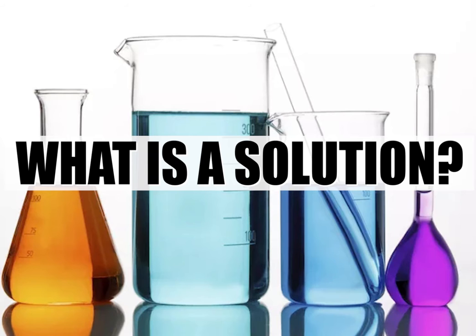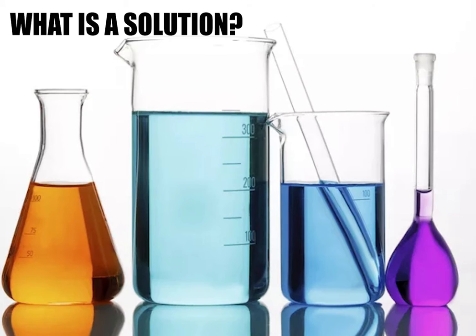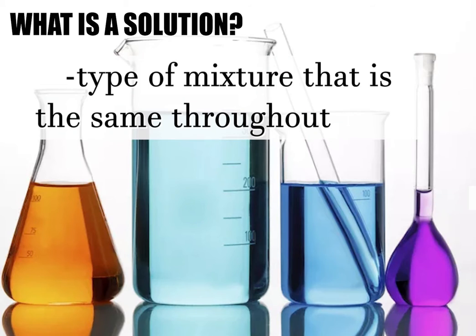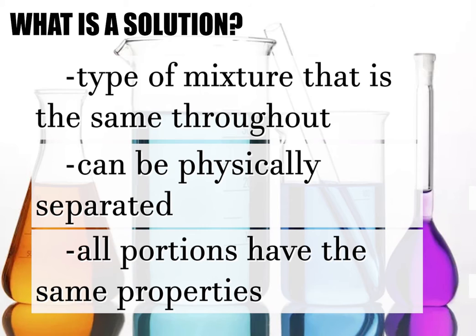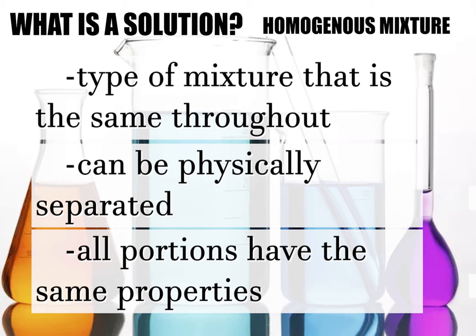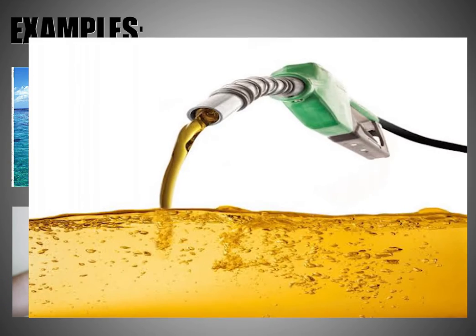So, syempre, first of all, we are going to define solution. Ano nga ba itong solution? So, ang solution is a type of mixture that is the same throughout. A solution can be physically separated, and all portions of the solution have the same properties. So meaning, ang solution ay nabibilang sa homogeneous type of mixture. So mga halimbawa ng solution is salt water, blood, sugar water, and gasoline.